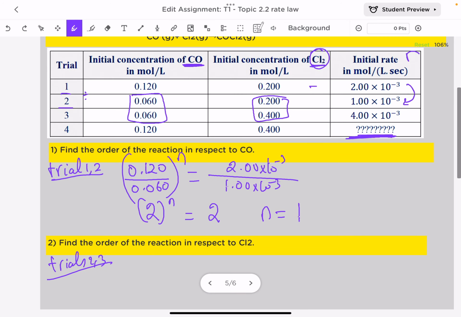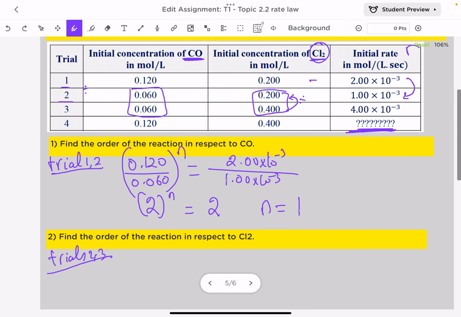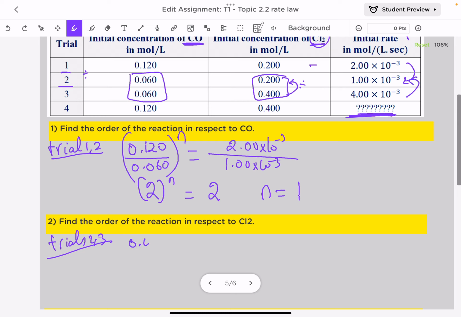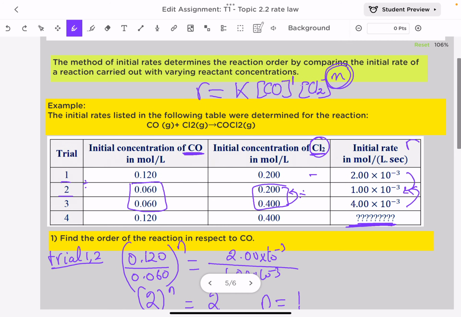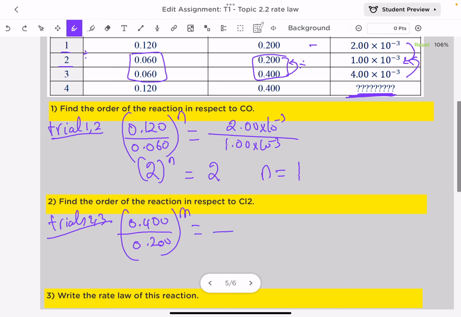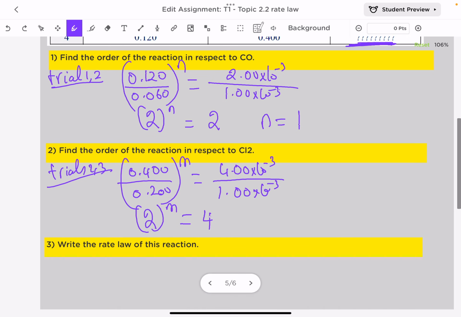As I told you, you take the larger number divided by the smaller number. 0.400 over 0.200 raised to the order of Cl2, m, is equal to the rates: 4.0 times 10 to the negative 3 divided by 1 times 10 to the negative 3. So the answer here is 2 raised to the power of m equals 4. What should be the order m? m is equal to 2.